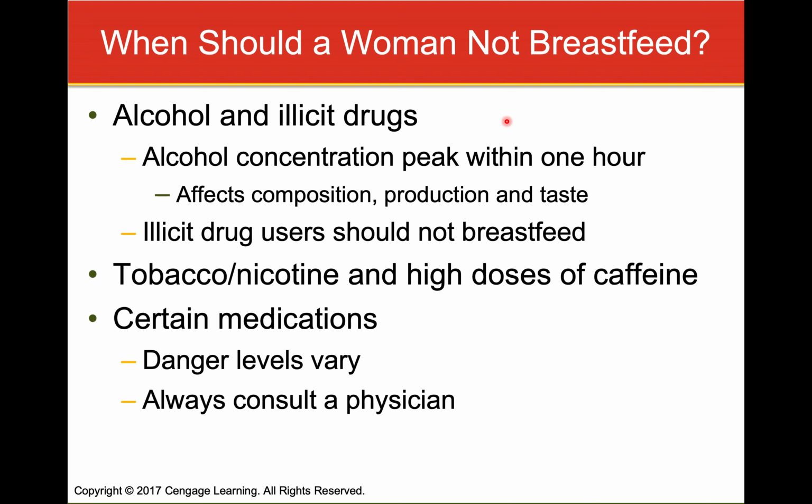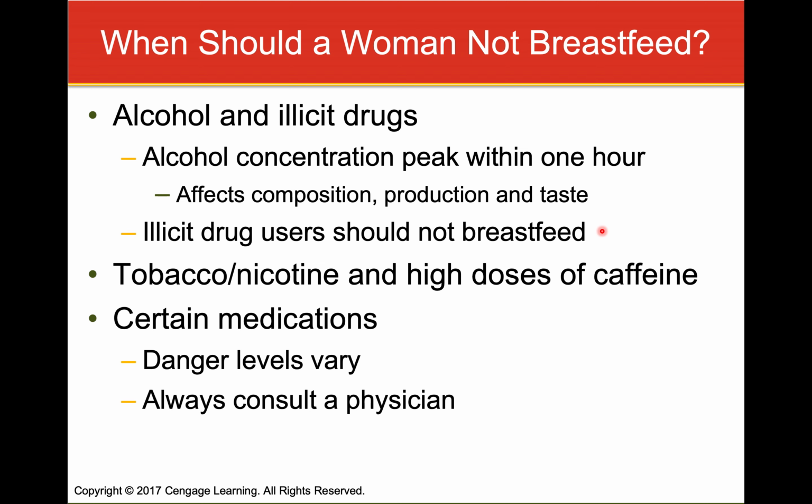When should a woman not breastfeed? If they use alcohol or illicit drugs. So alcohol concentration peaks within 1 hour, and this is going to affect the composition, production, and taste. So unlike when they're pregnant and they're not recommended to consume alcohol at all, people who are breastfeeding can create a plan for when they're going to deliver breast milk and consume alcohol around that. So say they can produce a bunch of breast milk to last the rest of the day, and they have everything that they need, then they can consume alcohol since they won't be having to deliver any breast milk for that time.